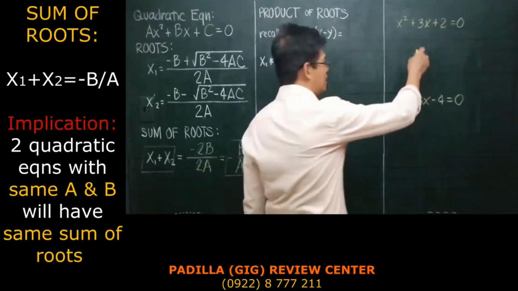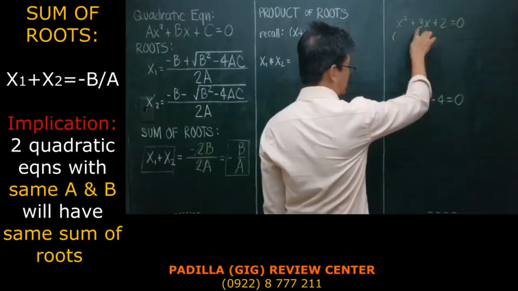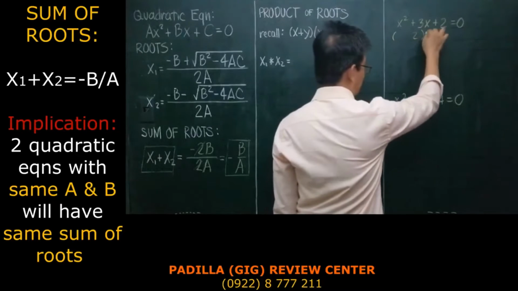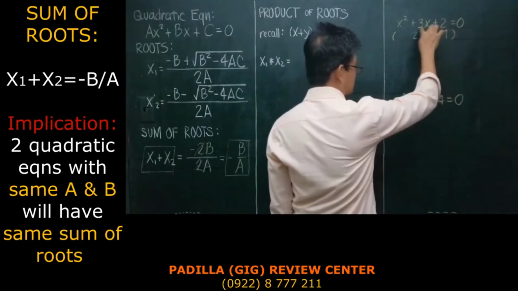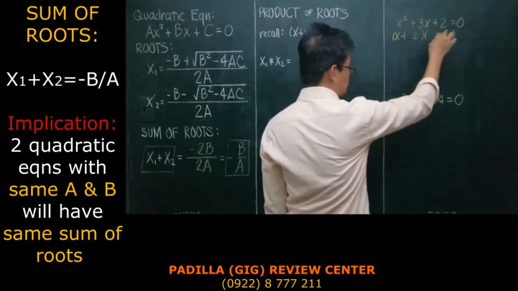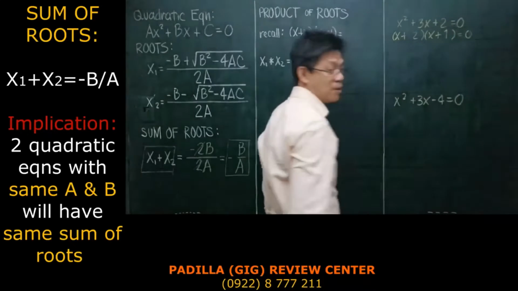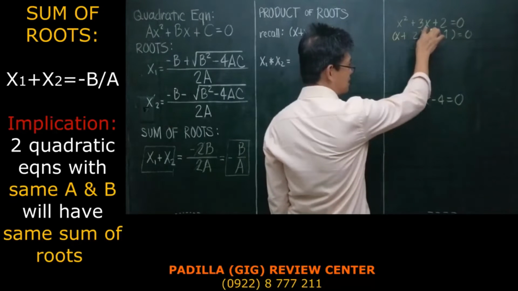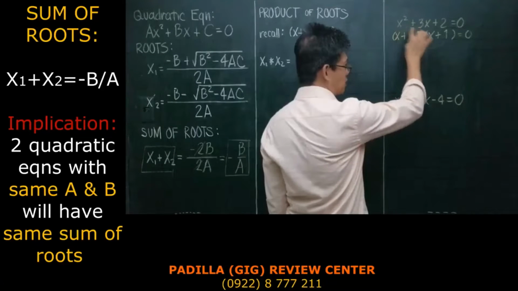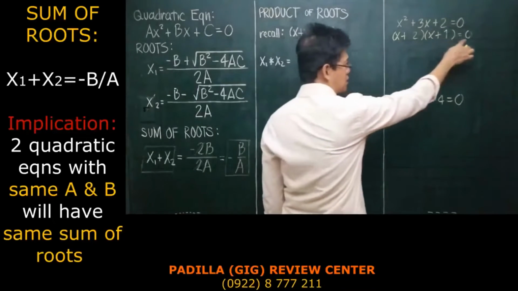Let us solve them. I will just use factoring here. Factors of 2 to make 3, they are 2 and 1. 2 times 1 is 2, 2 plus 1 is 3. So, this is x plus 2, then this is x plus 1 equals 0. If you check, 2x plus 1x, that is 3x. x times x is x squared. 2 times 1 is 2. So, correct. This times this is equal to 0.